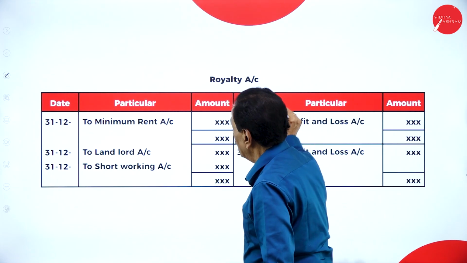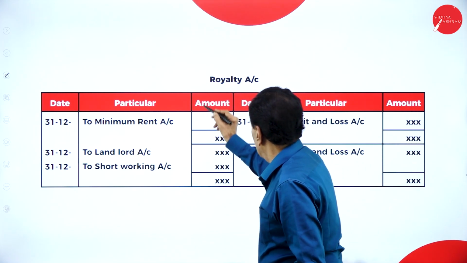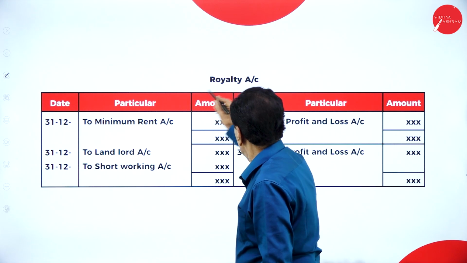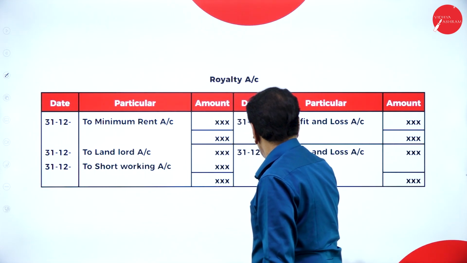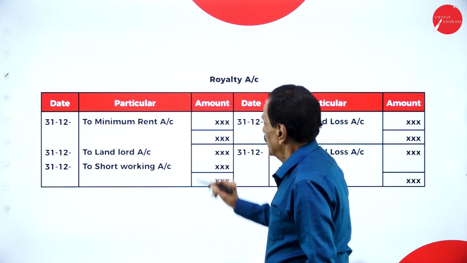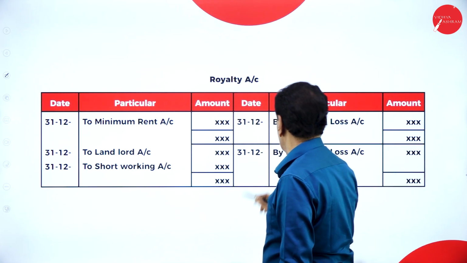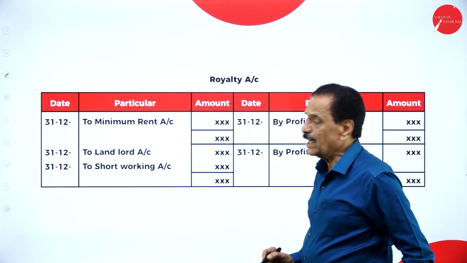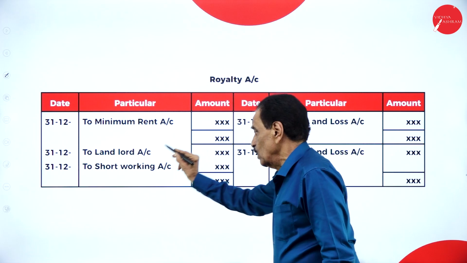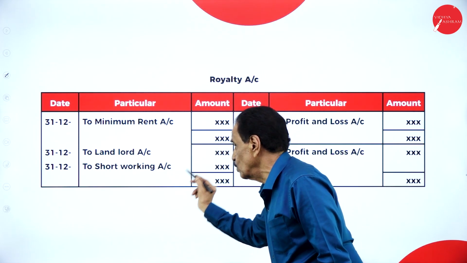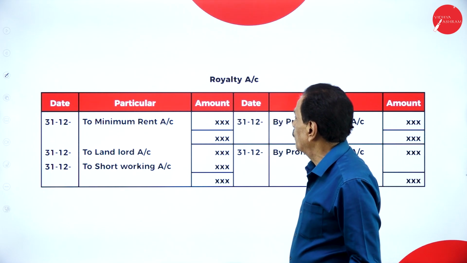Here, royalty account debit to minimum rent account, transferred to P&L account. When the royalty is more, royalty account debit to landlord account, to short working, transferred to profit and loss account. So when the minimum rent is more, royalty account debit to minimum rent account, by profit and loss account transferred. When the royalties are more, royalty account debit to landlord account, to short working account, transferred to profit and loss account. This is the format.